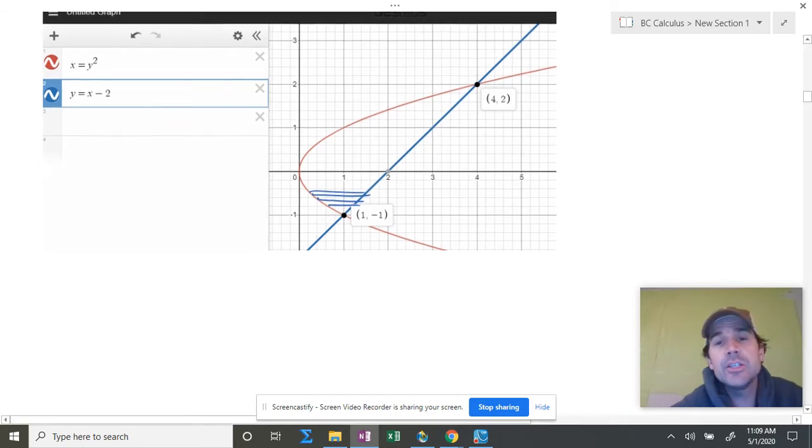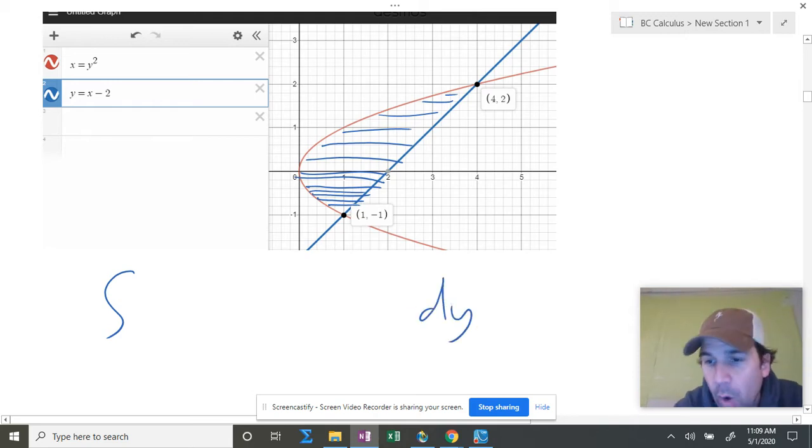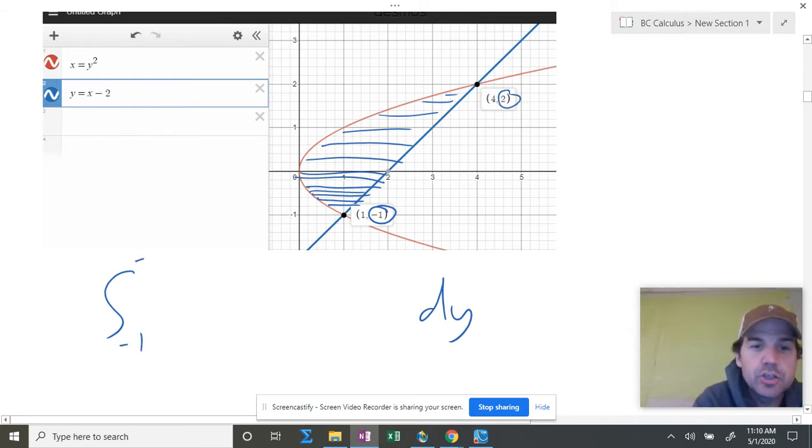So everything's in terms of y. Because our functions aren't changing at all, we can just sweep the whole thing along in the y. So everything's in terms of dy. All your values in here need to be in terms of y, and your starting value to your ending value are your y values. So we go from -1 to 2, y values.